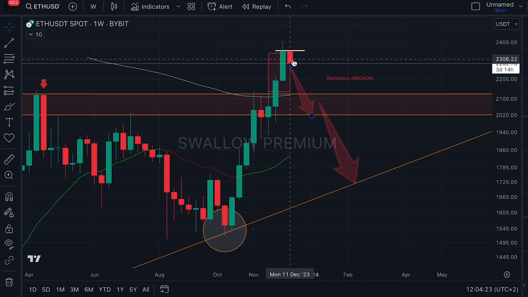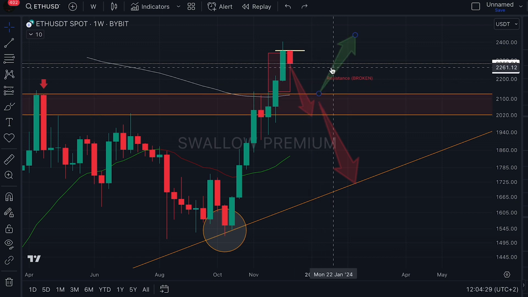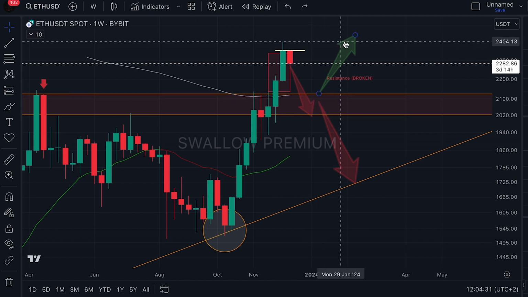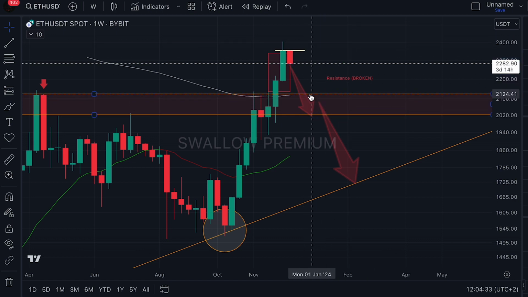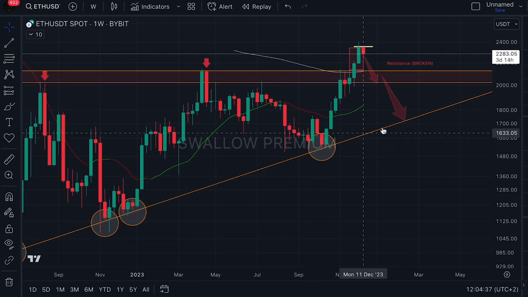Now, first target would be on a weekly time frame towards this zone here, and then this zone will decide, of course. If we see a nice push from here, we will see further push. If we see a weakness, then we will see a retest and movement to this lower trend line here.